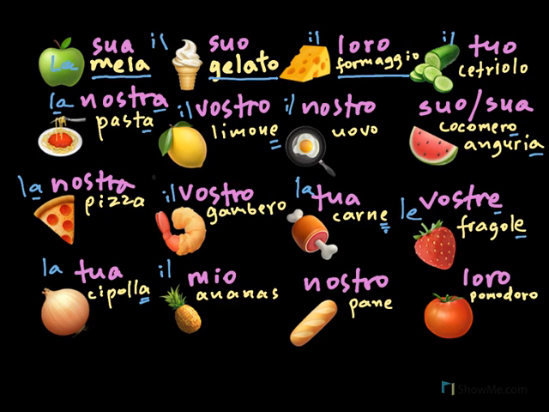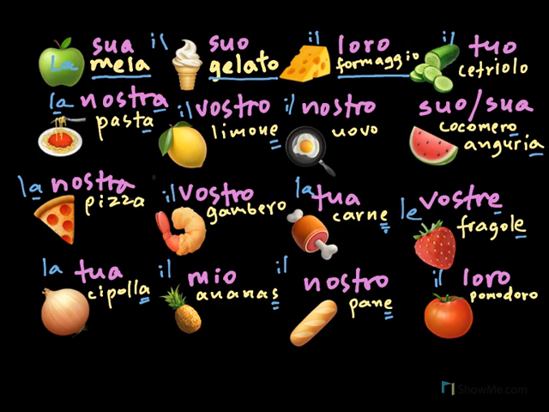Il mio ananas. Ananas, foreign word, Tupi-Guarani from southern Brazil, ends on the consonant. Most foreign words in Italian that end on the consonant are masculine, and the ananas is the case. Il mio ananas will be my pineapple. Nostro pane. Pane is masculine. If you are not sure, look in the dictionary. Il nostro pane will be our bread. Pomodoro. Pomodoro is masculine. Loro, it will be il loro pomodoro, their tomato.